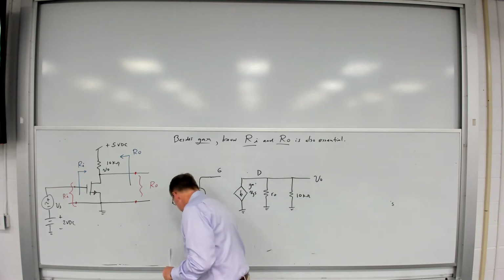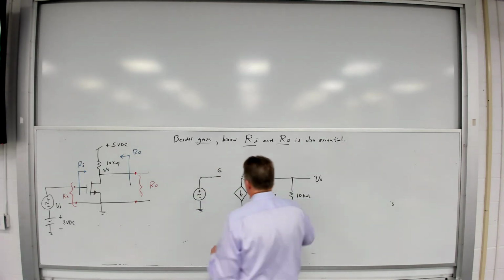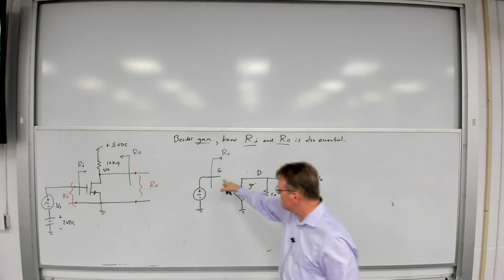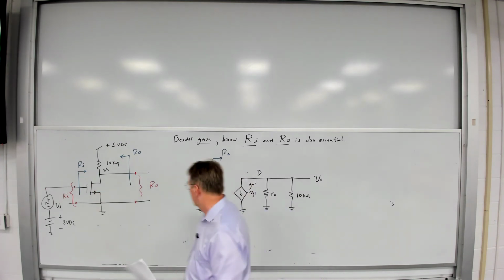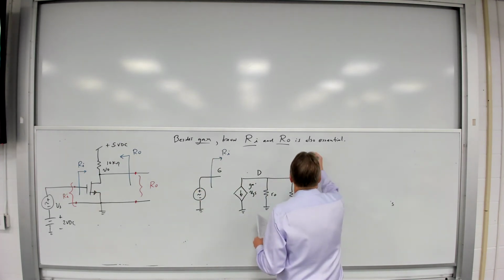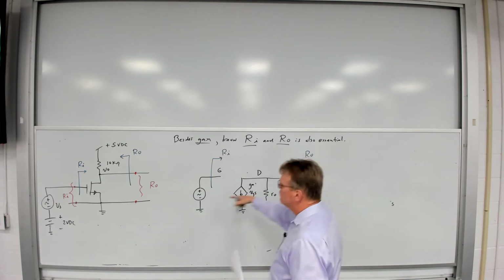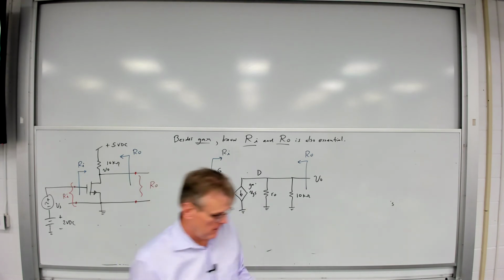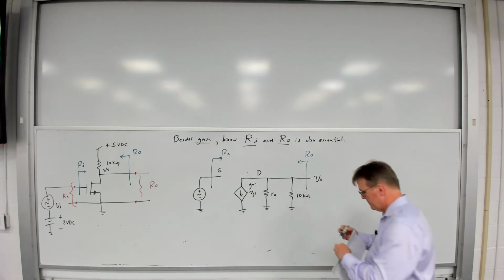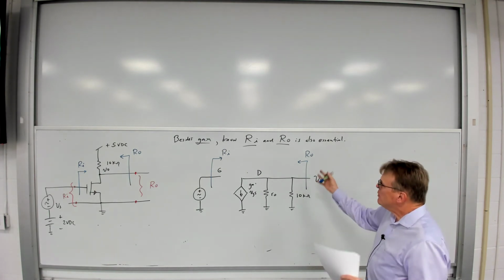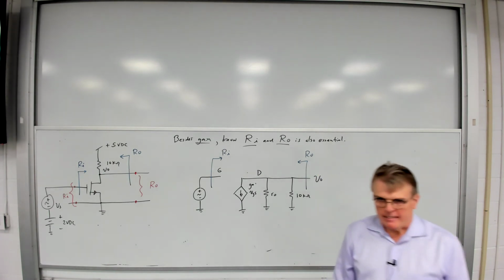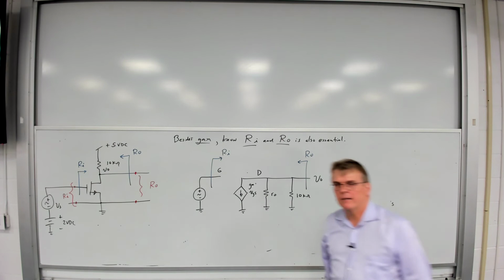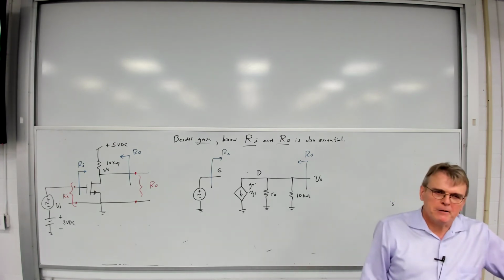So in this case, what I want to know is what's R sub I looking into the gate, because the gate terminal is the input of the transistor. And what's R sub O looking into the drain, because the drain terminal is the output of the amplifier circuit. Okay? So I want to know the input and output resistance, the equivalent input and output resistances between these nodes and ground. Boy, that sounds awfully familiar, doesn't it?